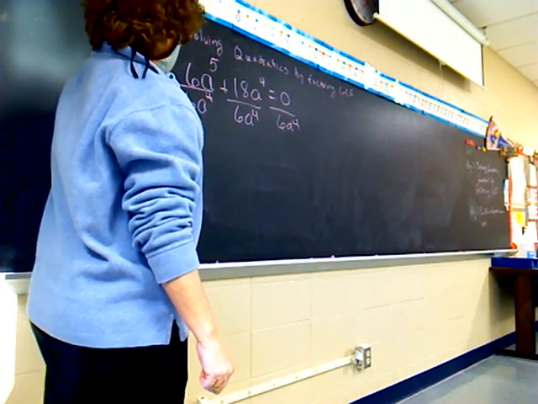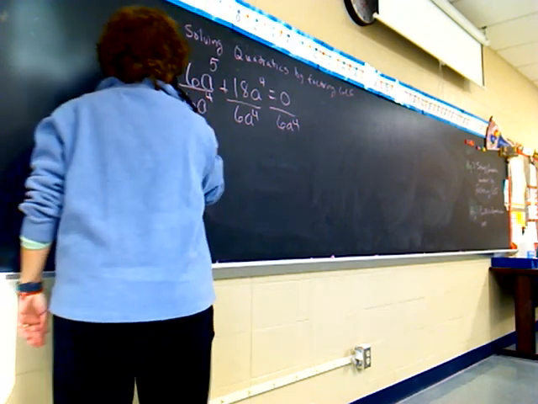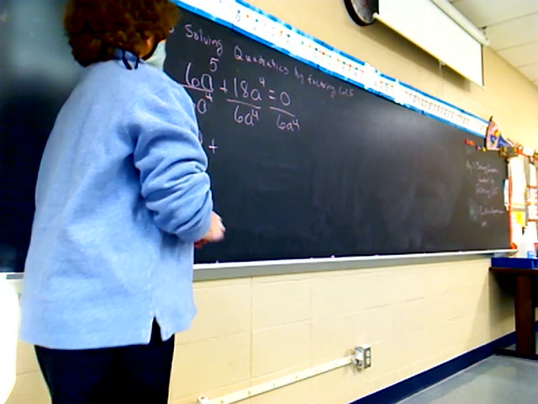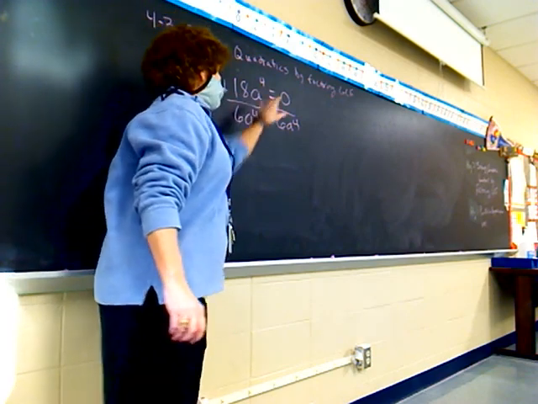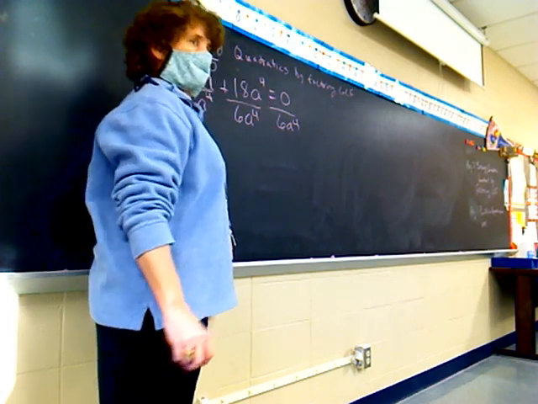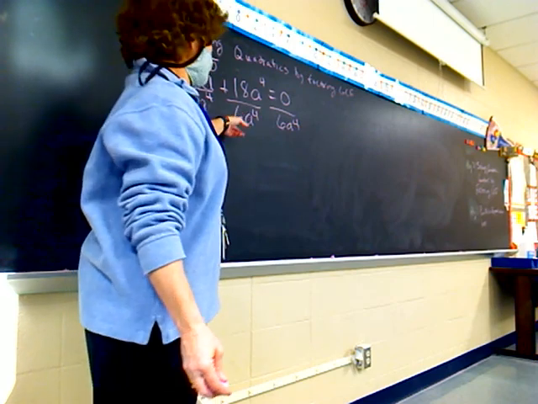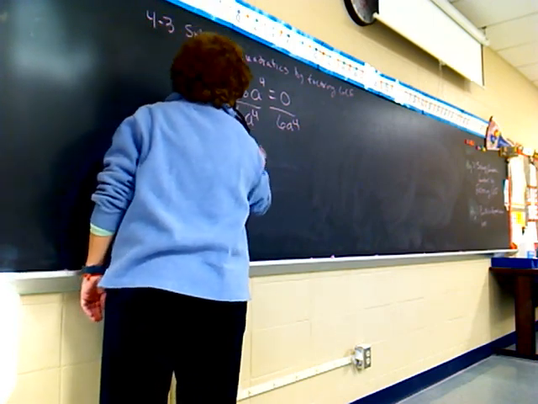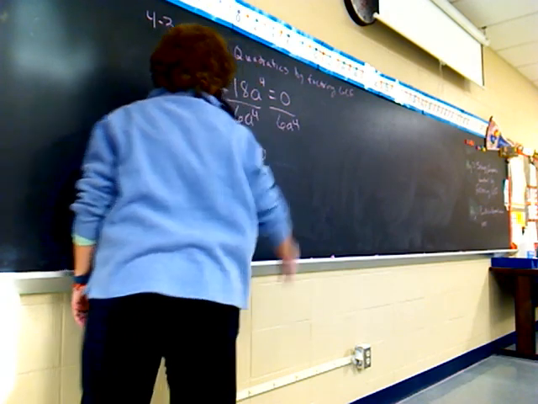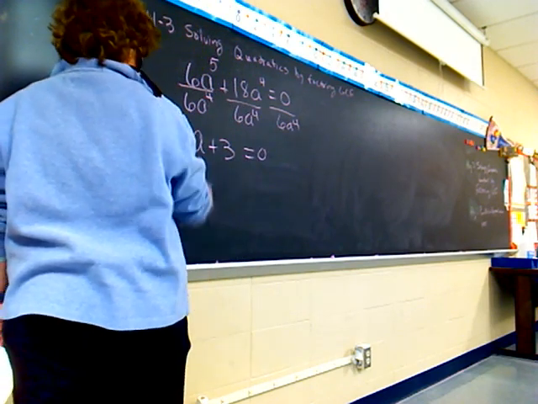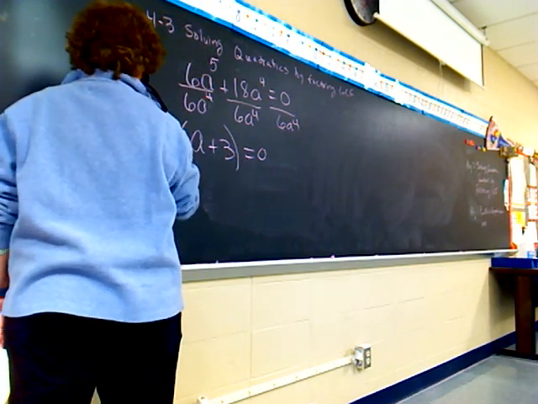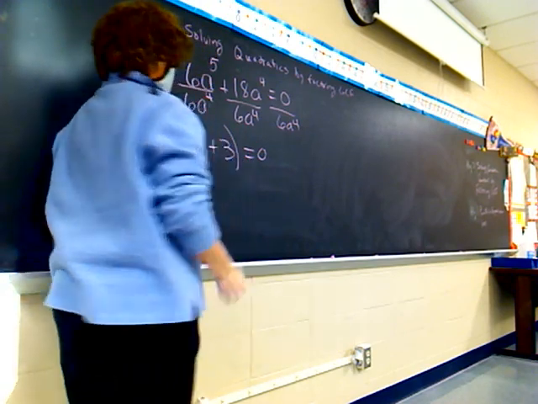6a to the 5th divided by 6a to the 4th leaves you with a to the 1st. 18a to the 4th divided by 6a to the 4th is 3, because 18 divided by 6 is 3, and the a's cancel out. That equals 0. This is always going to be 0. Then you write your answer to that this way. Hey, watch that. It will pull out.